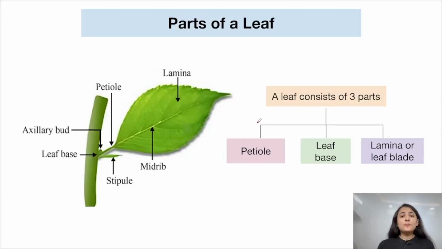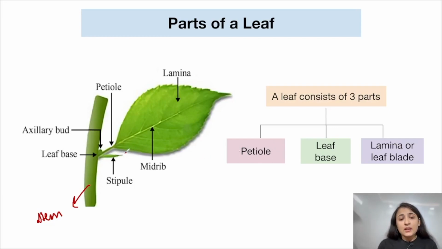Now, let us talk about parts of a leaf. If we want to divide a leaf into various parts, how can we theoretically divide it? A leaf basically consists of three main parts. One is the petiole. See, this structure attaches the leaf to the stem. Now, this part here is the stem. This part which you see, a stick-like structure, a stalk we can say, is known as the petiole.